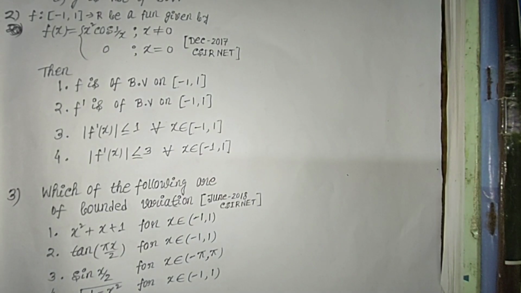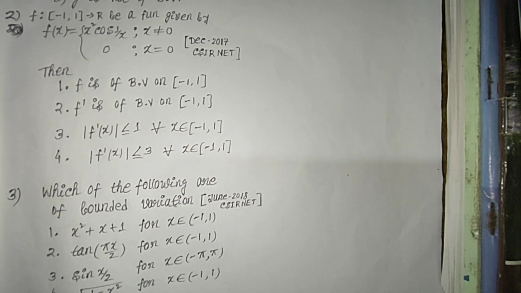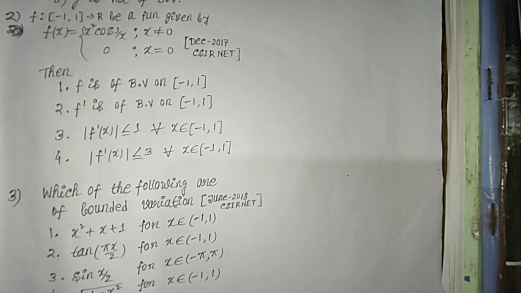The second question says: let f: [-1, 1] → R be a function given by f(x) = x squared cos(1/x) for x not equal to 0, and 0 if x equals 0. Then f is of bounded variation, f' is of bounded variation, and |f'(x)| is less than or equal to 1, and option 4 is |f'(x)| is less than or equal to 3. We check the options.